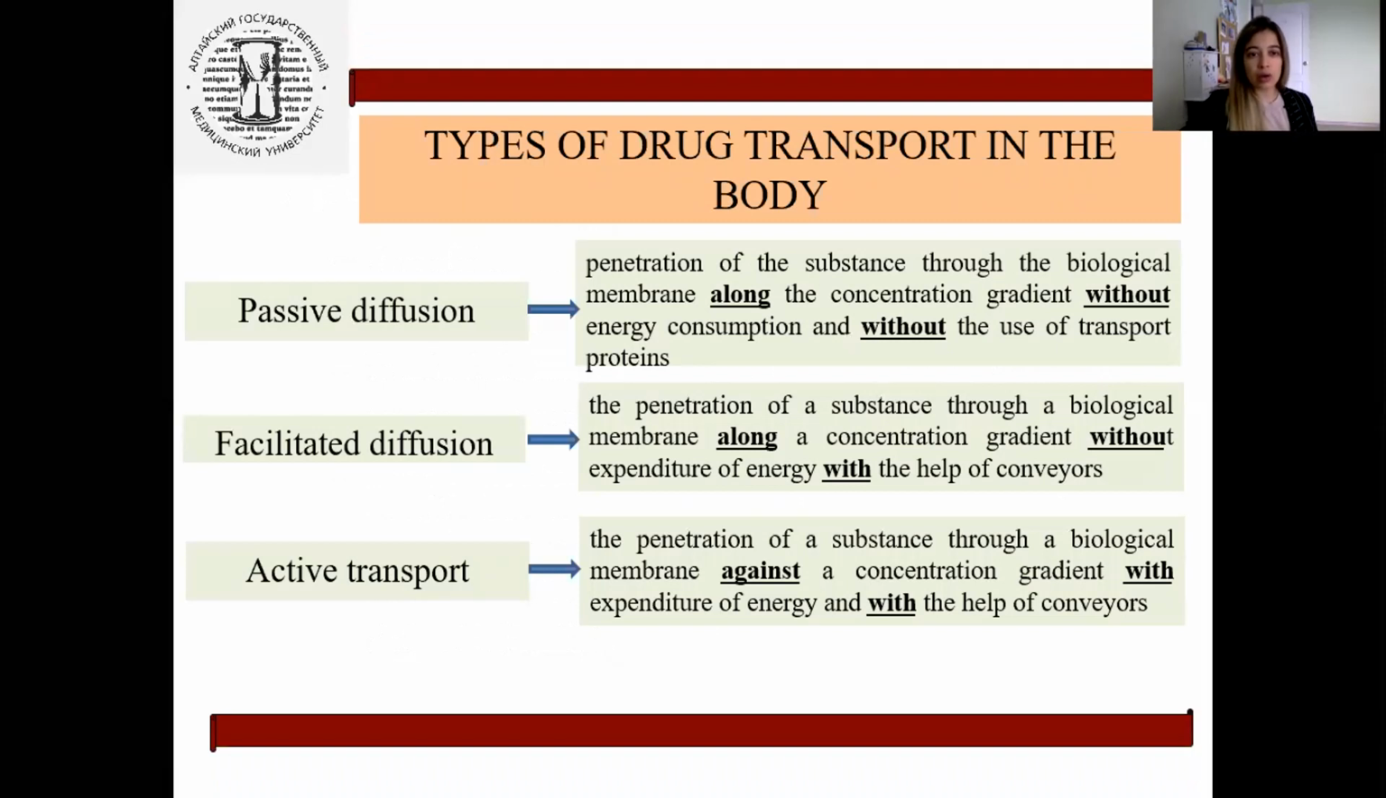Okay, when the drug is absorbed into the body, we have some different types of transport of the drug. The first type, the easiest, is passive diffusion. This is penetration of the substance through the biological membrane along the concentration gradient without energy consumption and without use of transport proteins. What does it mean? That means nothing is used for the drug to go through the membrane.